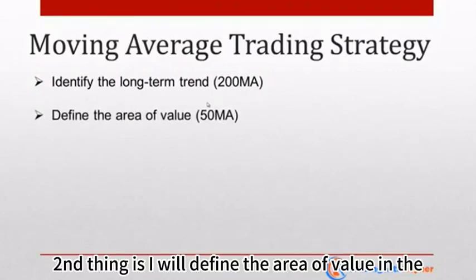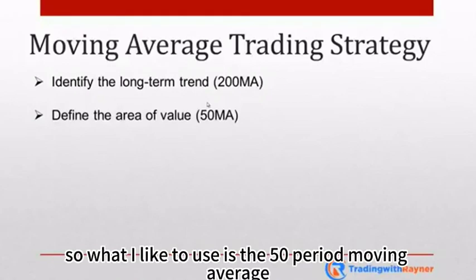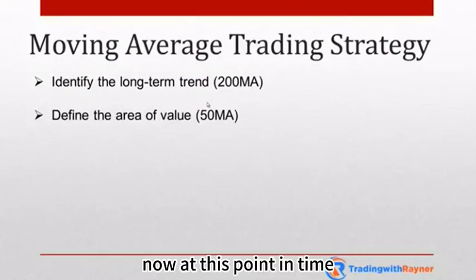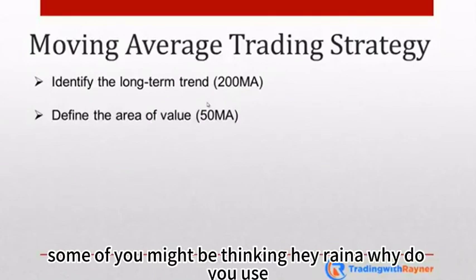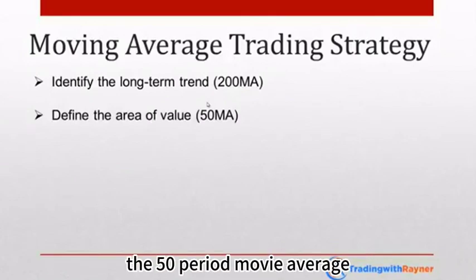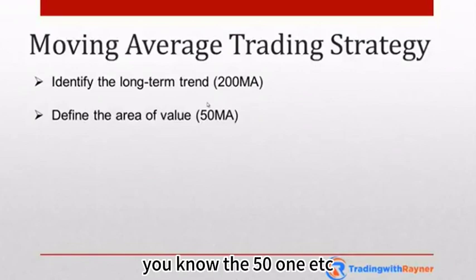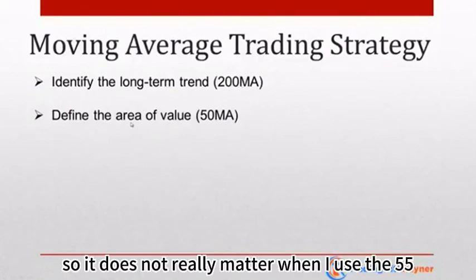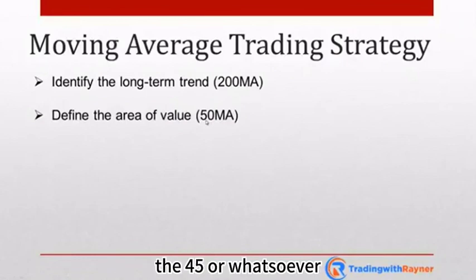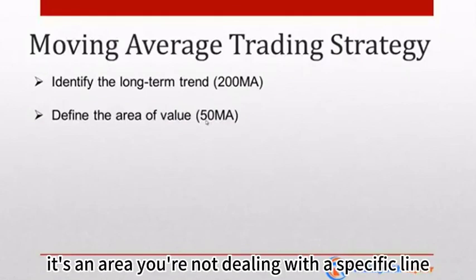Second thing is I will define the area of value in the existing trend. What I like to use is the 50 period moving average. Now at this point, some of you might be thinking, hey Rainer, why do you use the 50 period moving average? Why not the 49, the 51, etc.? Here's the thing: the area of value, the keyword is an area. It does not really matter whether you use the 55 period moving average, the 45 or whatsoever. It's an area. You're not dealing with a specific line.